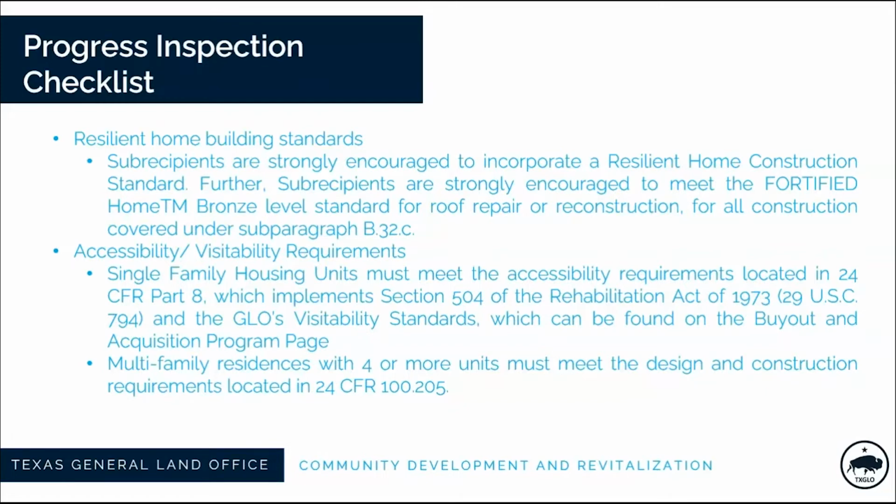Accessibility and visitability requirements. Single-family housing units must meet the accessibility requirements located in 24 CFR Part 8, which implements Section 504 of the Rehabilitation Act of 1973, 29 U.S.C. 794, and the GLO's visitability standards, which can be found in the Buyout and Acquisition Program page. Multifamily residences with 4 or more units must meet the design and construction requirements located in 24 CFR 100.205.